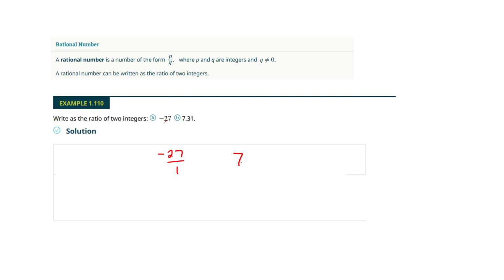Now we saw we could do 7. We saw how to do 0.31. Do you remember we could do 31 over the tenths hundredths place? So both of these numbers, now you could turn this into an improper fraction if you wanted, so 731 over 100. But the point is just this. These can both be expressed as fractions.